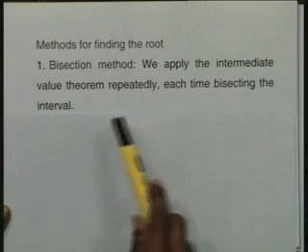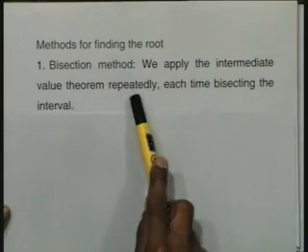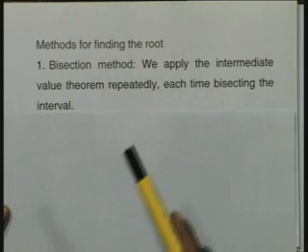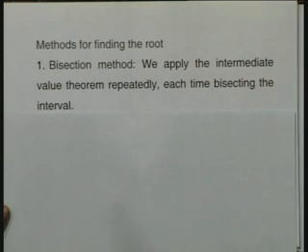Now the simplest and the trivial method is the bisection method. The bisection method is trivial because we apply the intermediate value theorem repeatedly, each time bisecting the interval. In this example, he had asked the question that the root lies between minus 2 and 0. Yes, the root lies between minus 2 and 0, let us bisect it. The bisection point of minus 2 and 0 is minus 1. Now I will test whether the root lies between minus 2 and minus 1 or between minus 1 and 0. Now I find that the root lies between minus 2 and minus 1.